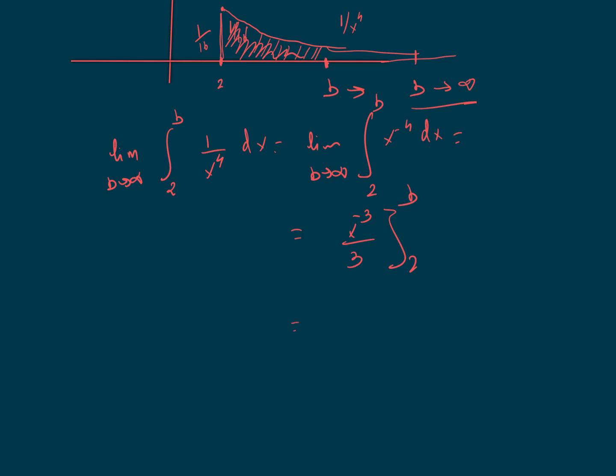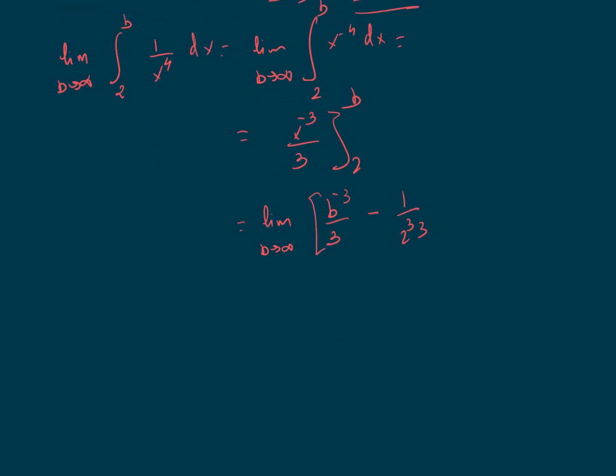And this is the limit when v goes to infinity of v to the minus 3 divided by 3 minus 1 divided by 2 cubed multiplied by 3. So this is the limit of 1/3 v cubed minus 1 divided by 2 cubed, which is 8, times 3, 24.